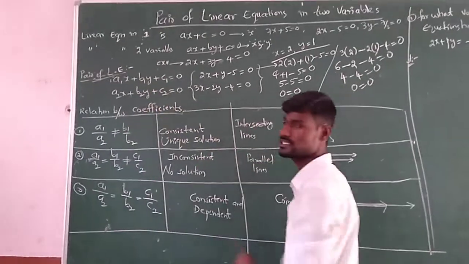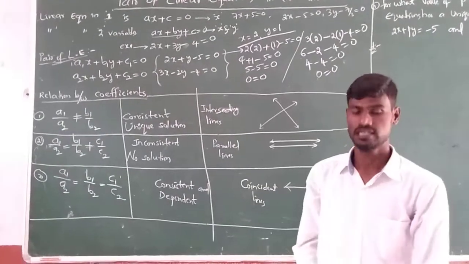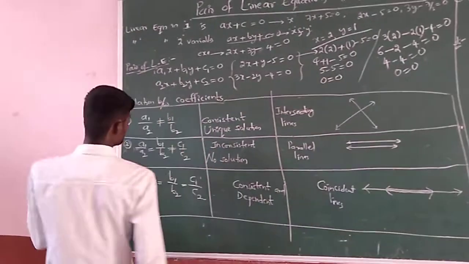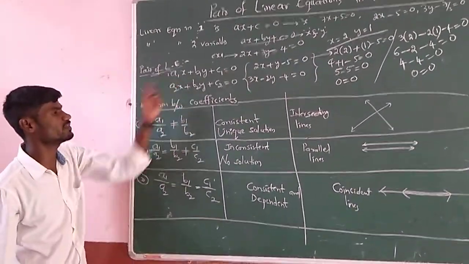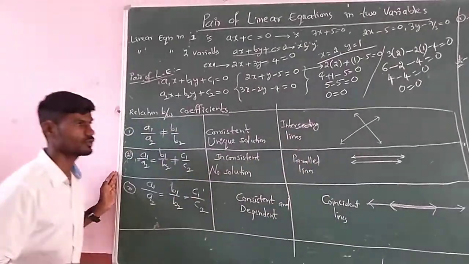Based upon their relation, we can give the nature of the solution, whether it exists or not. Let us see what that is. If you observe here, what are the quotients A1, A2, B1, B2? So what is the nature we can understand about this table?